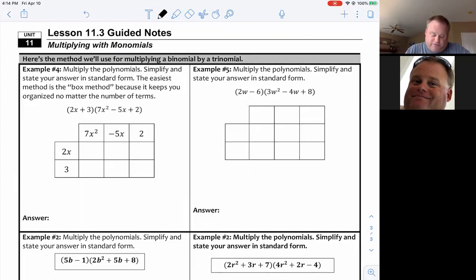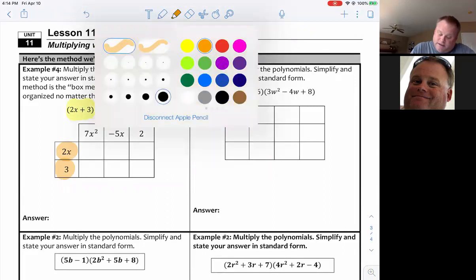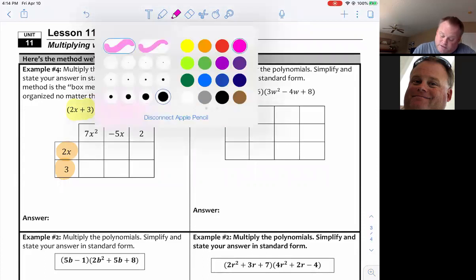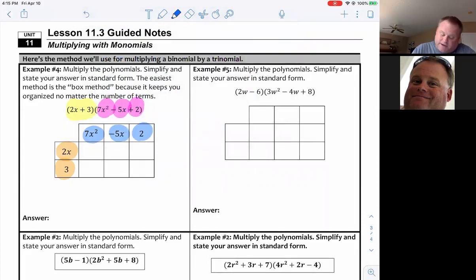So here he is, number 4. I already have the 2x and the 3 in the right spot. I've taken this 2x plus 3 and put it on the outside of the box, kind of like a Punnett square. And I've taken this 7x squared minus 5x plus 2 and put it at the top of the box. There were 2 terms in the first binomial, so I have 2 rows, and 3 terms in the trinomial, so I have 3 columns. Now I'm simply going to multiply.